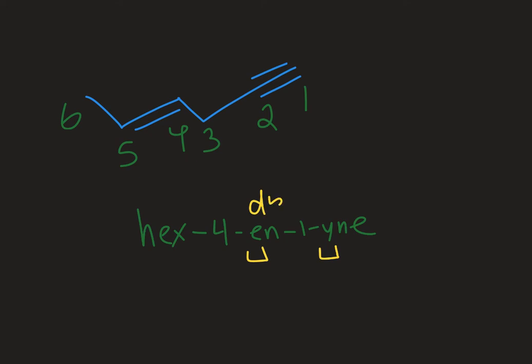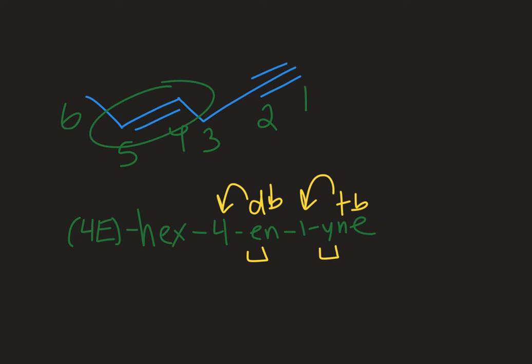So the double bond is noted by the en, and this is its locant directly before it. The triple bond is noted by the yne, and this is its locant directly before that. So that can help to clarify which one is the double bond, which one is the triple bond, and where they are. Oh, and of course I didn't want to forget stereochemistry, so I'm going to put a 4E in parentheses out in front of the whole molecule to indicate that my double bond here has an E stereochemistry associated with it.